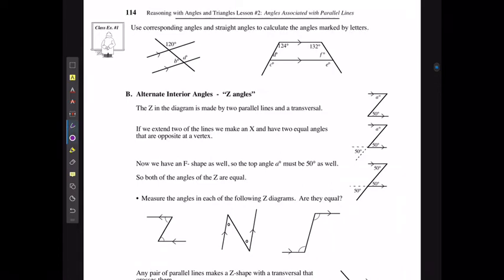If I'm using corresponding angles and straight line angles to calculate the following, well, here I can see that there's my F shape, which means that the 120 degrees is going to be the same as my A degrees. So A degrees is going to equal 120. I also know that A and B are going to create this straight line, which means that B degrees is going to equal that total of 180 minus 120, or B is equal to 60 degrees.